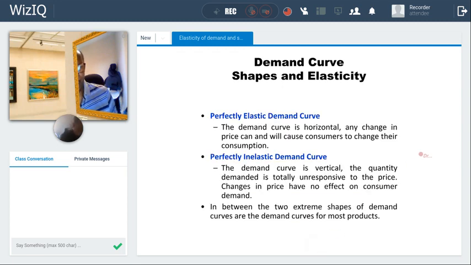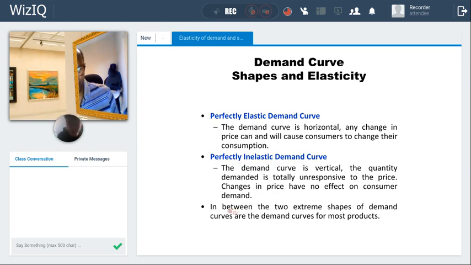Okay, so the shapes of your demand curves. A perfectly elastic demand curve is horizontal: any change in the price can and will cause consumers to change their consumption. With a perfectly inelastic demand curve, the demand curve is vertical. The quantity demanded is totally unresponsive to the price, so changes in the price have no effect on consumer demand. That's what we call it.